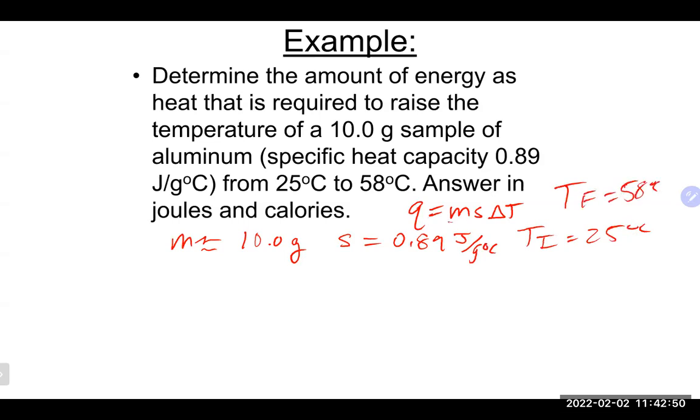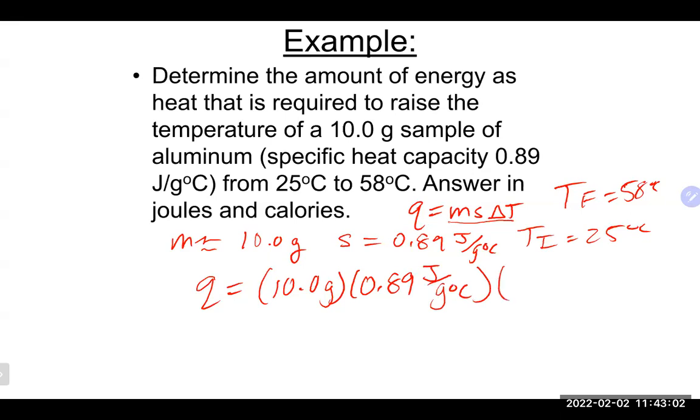So we really have everything we need to plug in here. So our Q would equal our 10 grams times our specific heat capacity, 0.89 joules per gram per degree Celsius. Now, again, here we want to go final minus initial. So that's going to be 58 minus 25 degrees Celsius. In terms of units, grams cancel, degrees Celsius cancels. We're left with joules, which is a unit of energy, which is good. And it looks like 293.7 on your calculator.